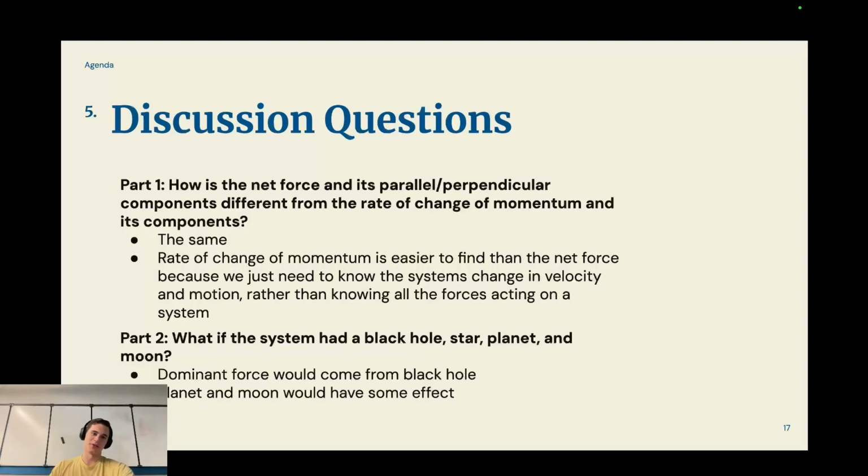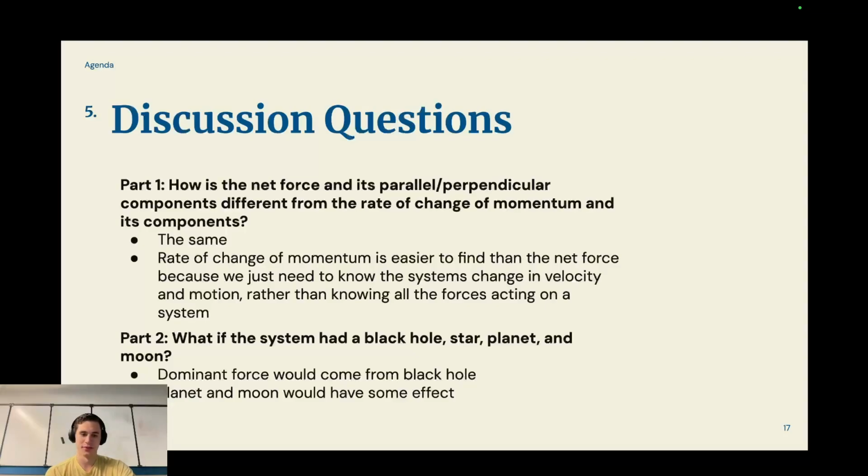And here are our discussion questions. Part one: how is the net force in its parallel and perpendicular components different from the rate of change of momentum in its components? They're the same mathematically, but the rate of change of momentum is easier to find than the net force because we just need to know the system's change in velocity and motion rather than knowing all the forces acting on a system.